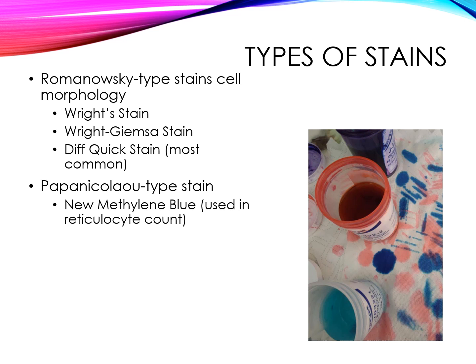There are also other stains out there. Some of them are called Papanicolaou stains, and one of them is new methylene blue. New methylene blue is especially used to stain chromatin or material that's inside the cytoplasm. So we use new methylene blue when we're doing the reticulocyte count because it dyes the RNA in the reticulocytes.